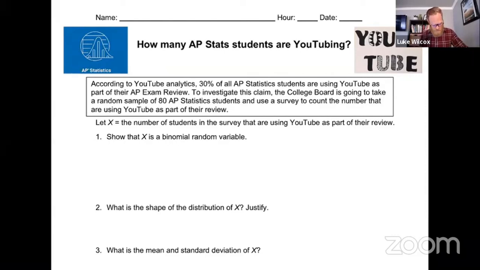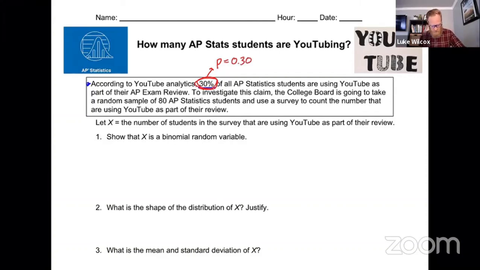So here's what it says. According to YouTube Analytics, 30% of all AP Statistics students are using YouTube as part of their AP exam review. Now this number right here, 30%, is a proportion rather than a mean, and it is a proportion that is claimed to be made for the population of all AP Stats students. So if we're being careful about our notation here, we know that it's a proportion, and we know that it's a population proportion, so we should be using p here rather than p-hat. And we're going to say that our p is 0.30.